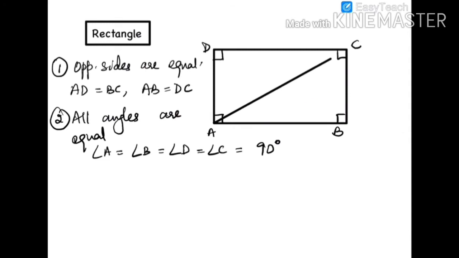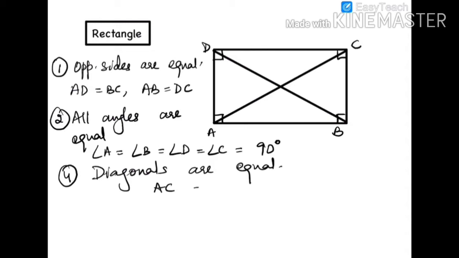Let's draw the diagonals. If you measure these diagonals, they are also going to be equal. So we can say that AC is equal to BD.